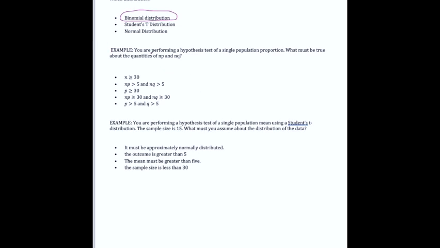Next example, you are performing a hypothesis test of a single population proportion. What must be true about the quantities np and nq? So we know, because I put this on the chart, that n times p and n times q both need to be greater than 5 in order to run a hypothesis test using the normal distribution.